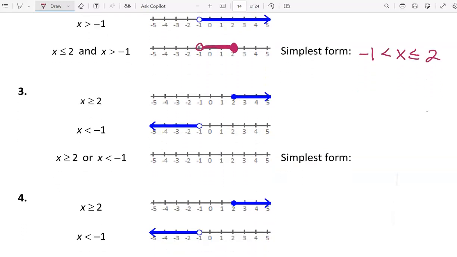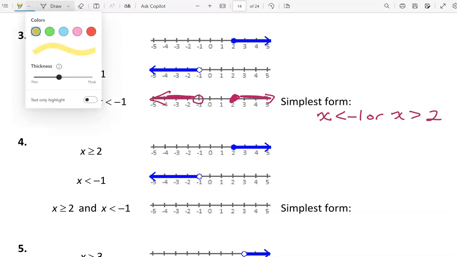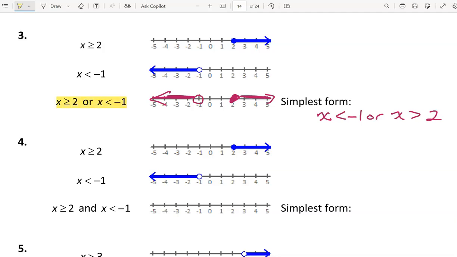Now try 3 on your own. Pay attention to the connector, and now pause the video while you do this. The union of these two sets is just a disjoint set, and remember the only way that you can say that is using the word or. So I wrote x is less than -1 or x is greater than 2. That's in the order that I see it on the number line from left to right, but you certainly could just write what you see over here as a final answer, and that would be fine.